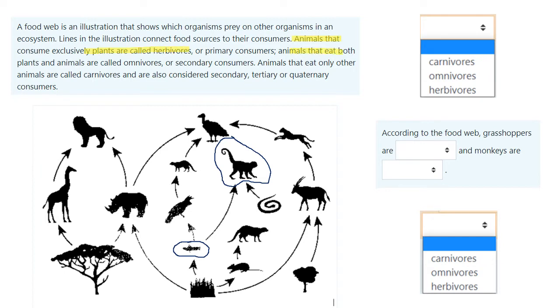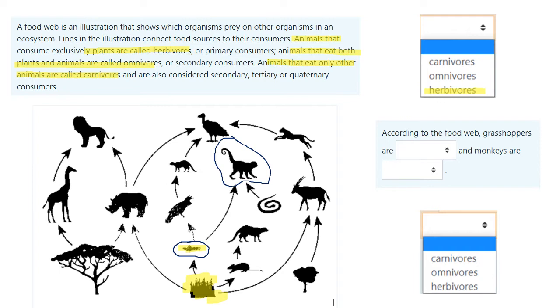Animals that eat both plants and animals are called omnivores. Animals that only eat other animals are carnivores. So if we look at the grasshopper, it is only eating the grass. The grass is a plant. So the grasshopper is a herbivore.